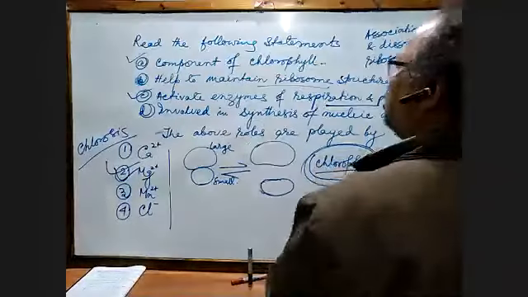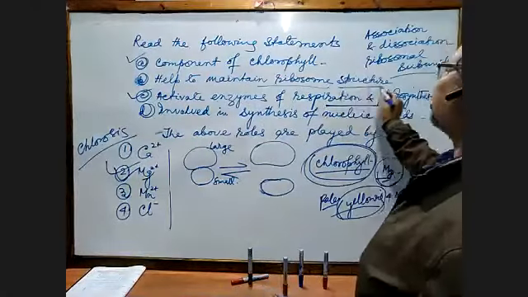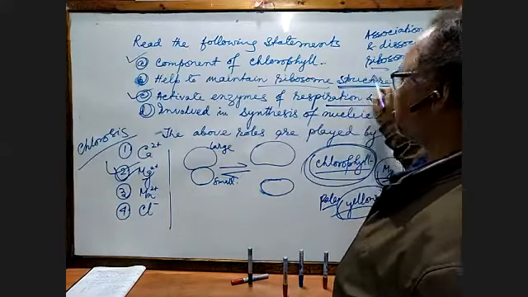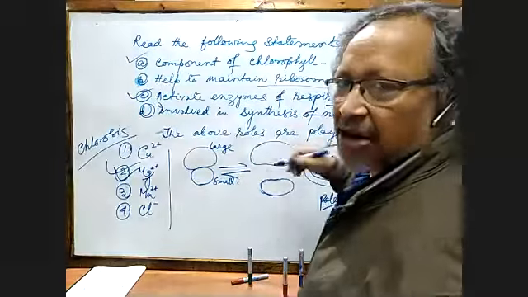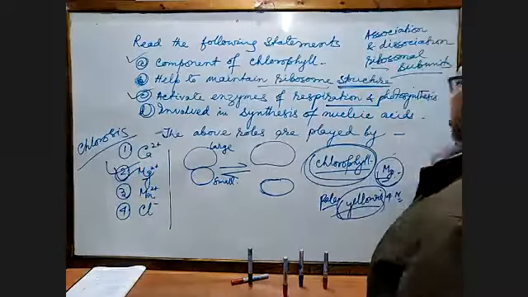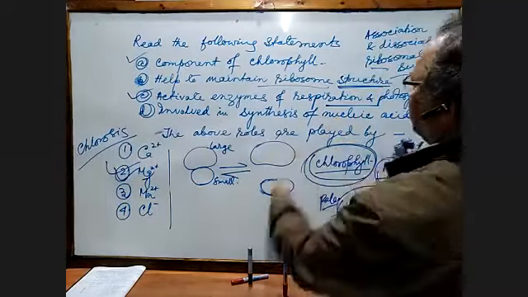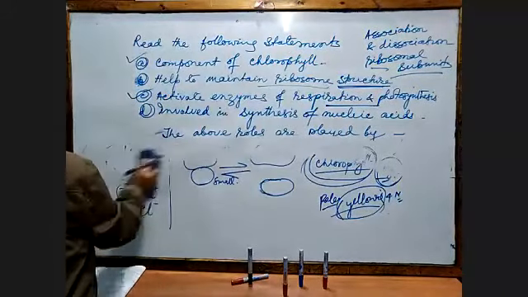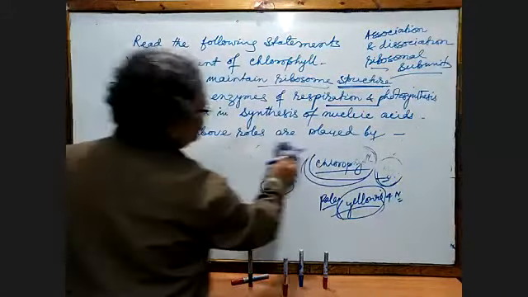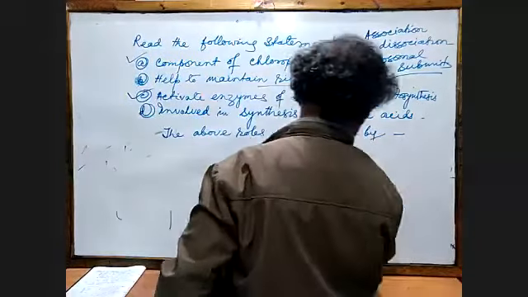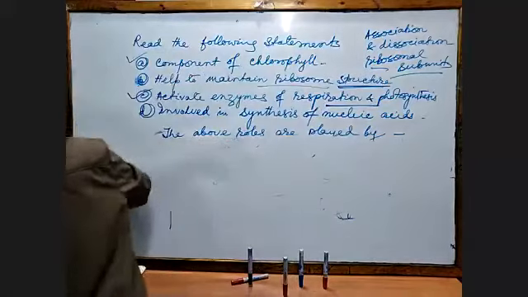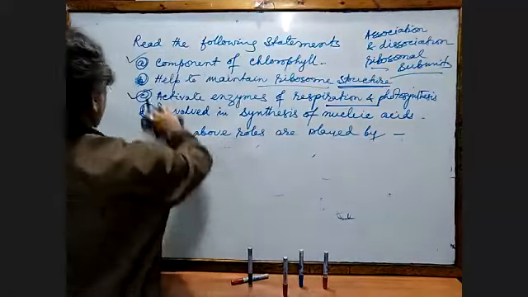And also, if the ribosomes are not functioning, then protein synthesis will be hampered and the plant will be weak. And the important thing is nucleic acid. So deficiency of magnesium will cause a lot of abnormality in the plant.